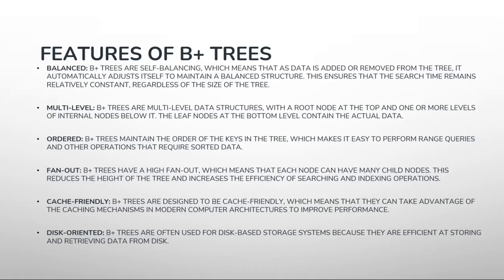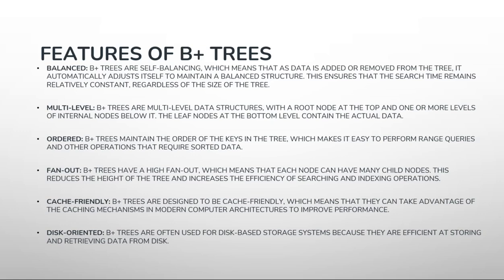What are the features of B plus trees? Balanced. B plus trees are self-balancing, which means that as data is added or removed from the tree, it automatically adjusts itself to maintain a balanced structure. This ensures that the search time remains relatively constant, regardless of the size of the tree.